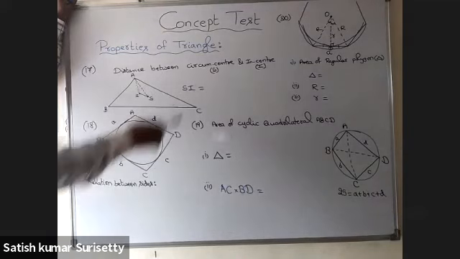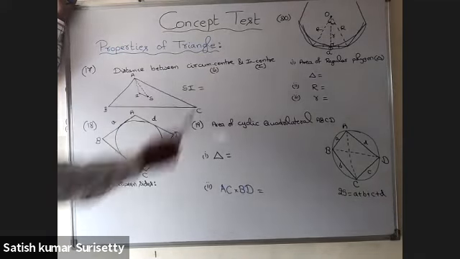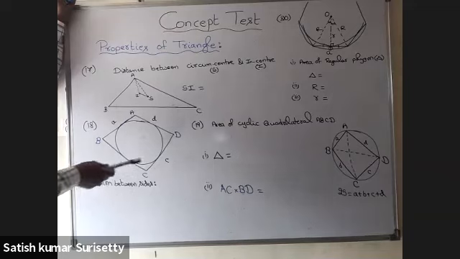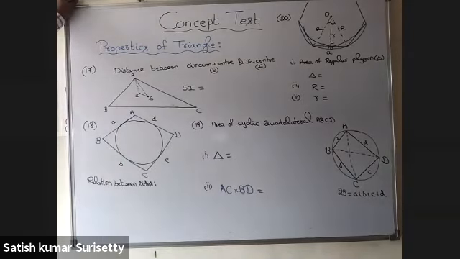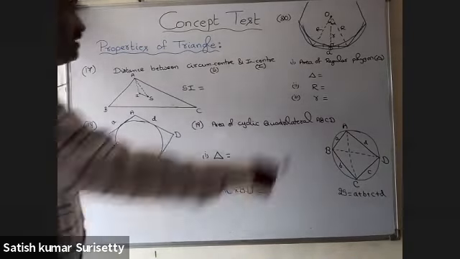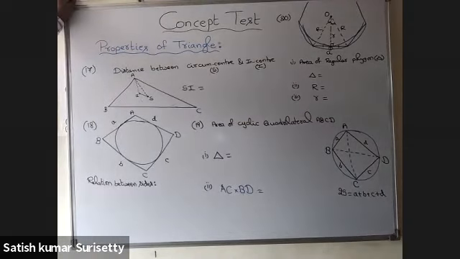Go through a few more concepts. Distance between the circumcenter and incenter. And if a circle is inscribed in a quadrilateral, then the relation between the sides. Formula relating to area of cyclic quadrilateral and regular polygon.